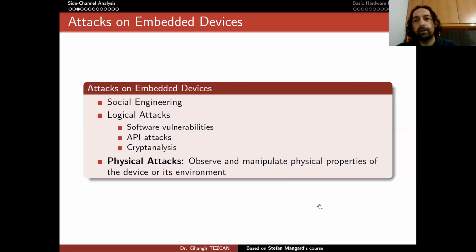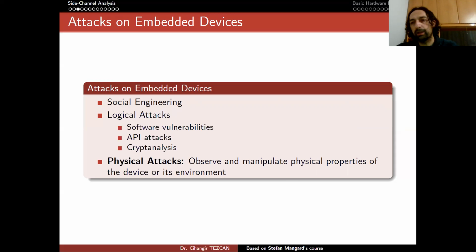But more importantly, you can perform physical attacks. You can observe and manipulate physical properties of the device or its environment. By modifying its environment, you might force the device to work in a wrong way. This is why most of the time we see side channel analysis as a physical attack. Of course, most of the time we assume that you have physical access to the device, but for some attacks you don't need to be there physically.